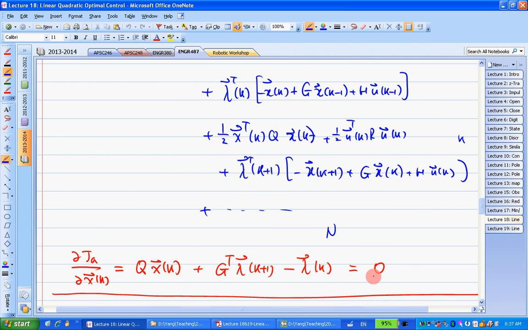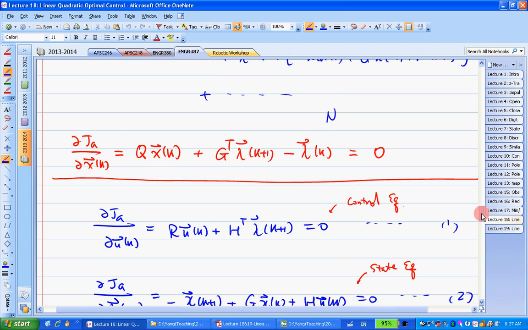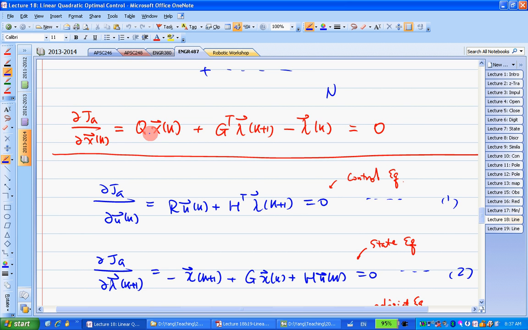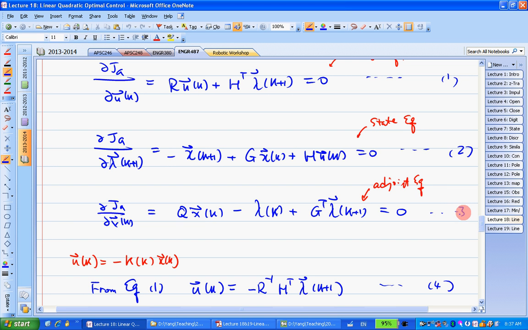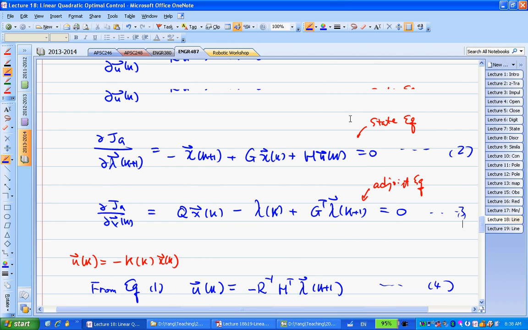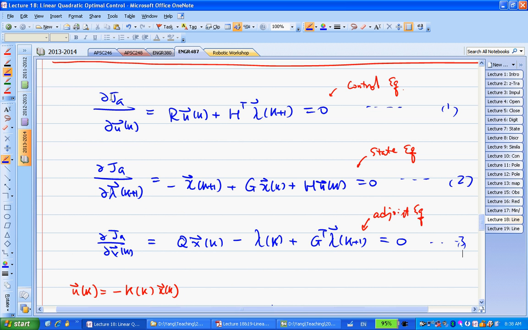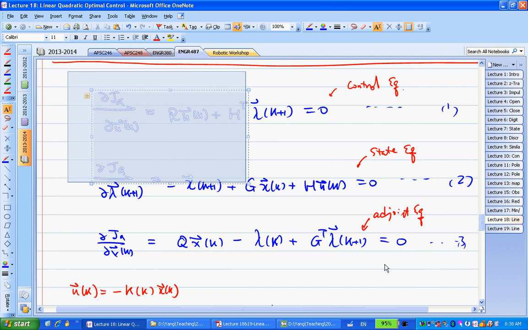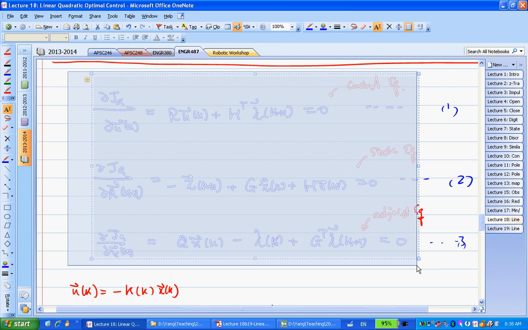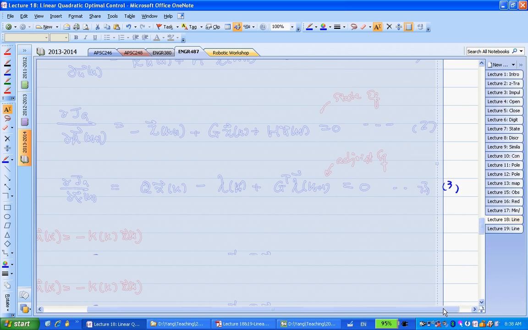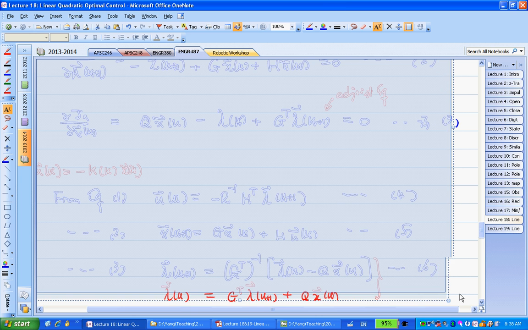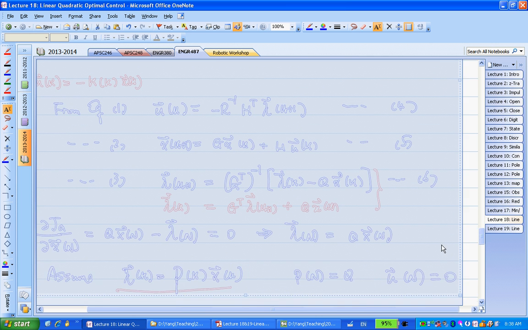One of them is this. If you move this around, we get q of x of k, and I called it equation number 3. So let me just copy these equations over.